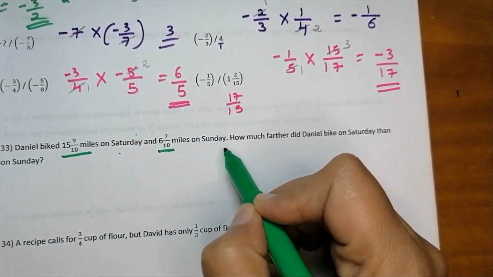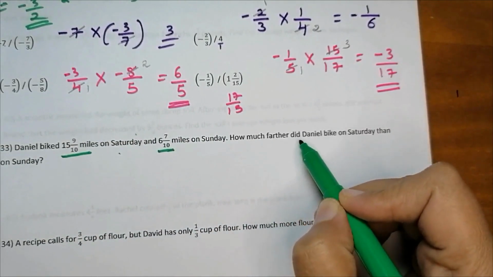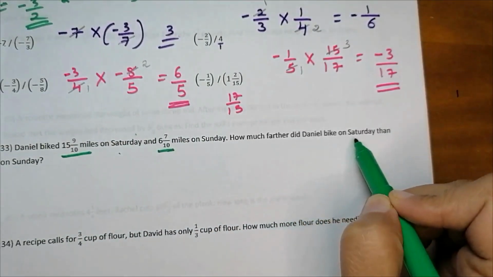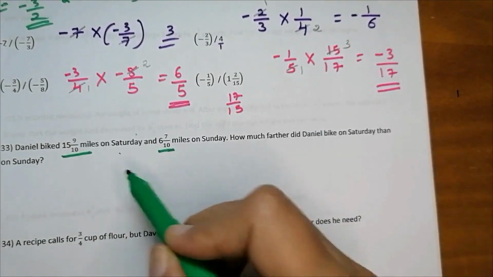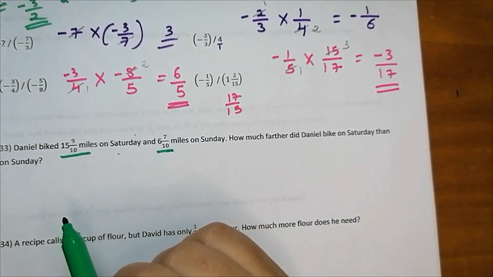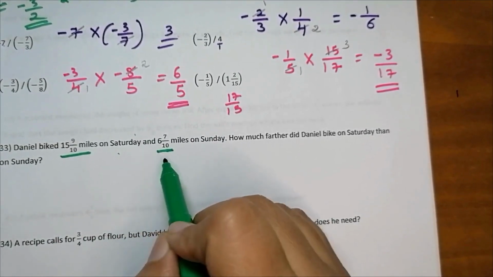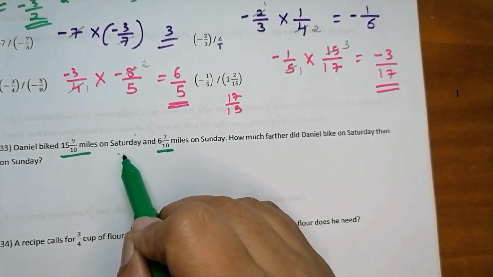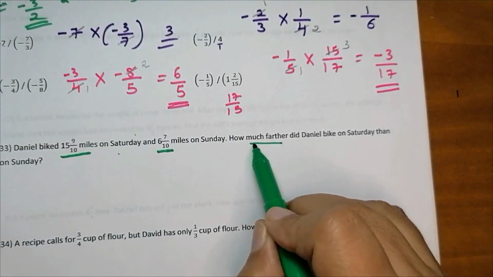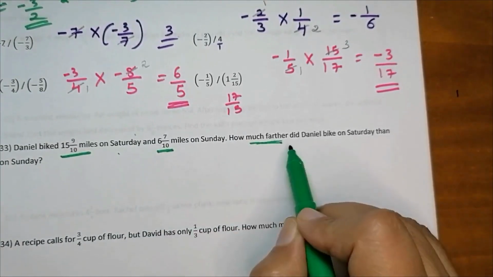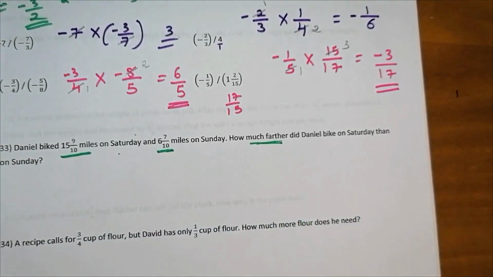7 over 10 miles on Sunday. Okay, how much farther did Danielle bike on Saturday than on Sunday? Okay, so it shows that he biked more on Saturday than on Sunday. So we just need to find the difference. How much was it more on Saturday, right? How much more? How much farther, right? So that's how much more, right? So it's basically a subtraction question that we have.